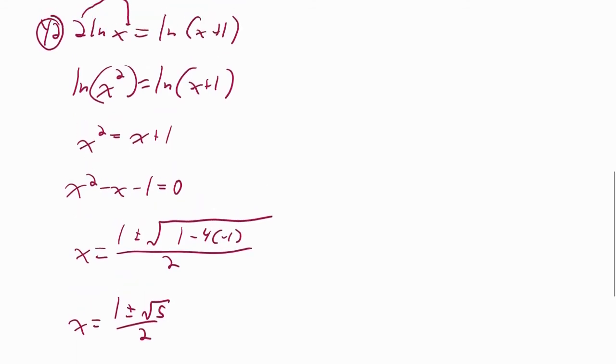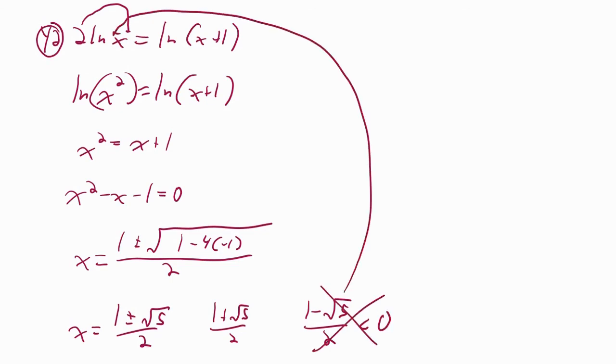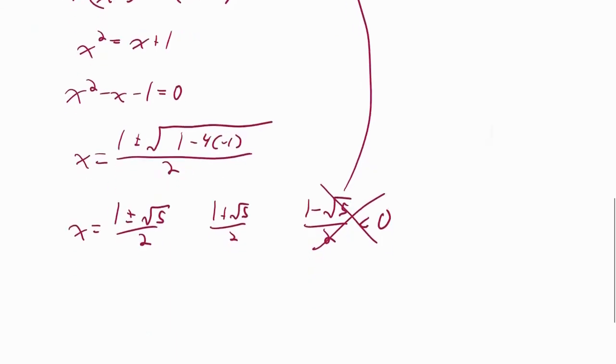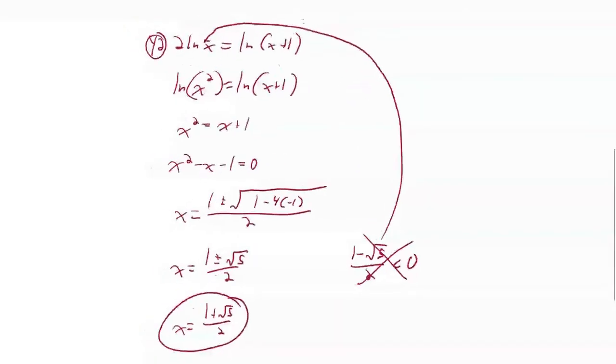Okay, you do have to do a little bit of analysis in the original problem. I know that 1 plus root 5 over 2 is a positive number and 1 minus root 5 over 2 is a negative number. This is not going to work because if I plug it back in up here, I'd be taking 2 times the natural log of a negative number. You can't take the natural log of a negative number. So my only solution is going to be x is equal to 1 plus root 5 over 2. Not 1 minus root 5 over 2.